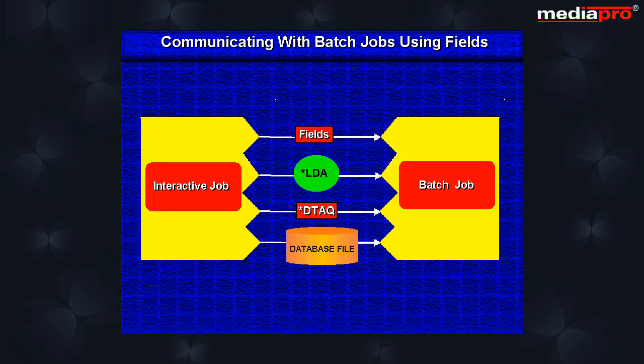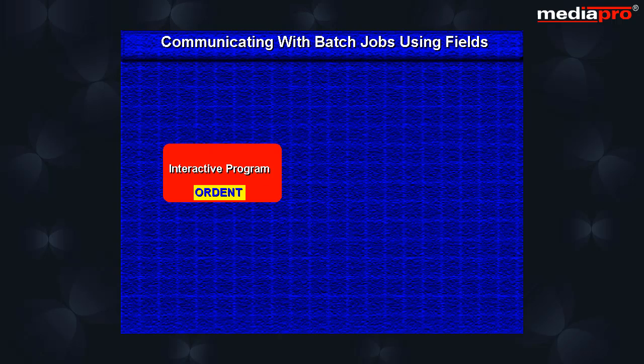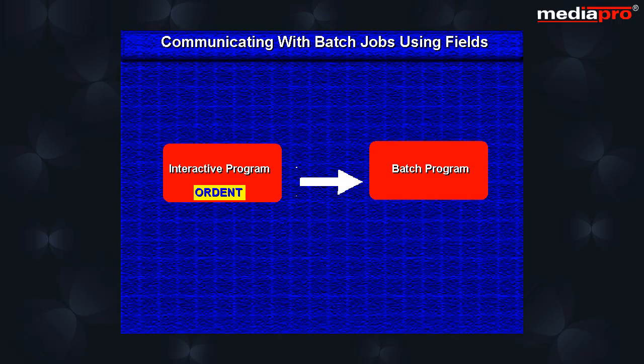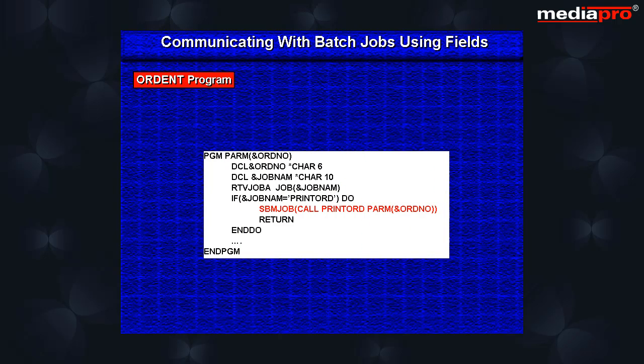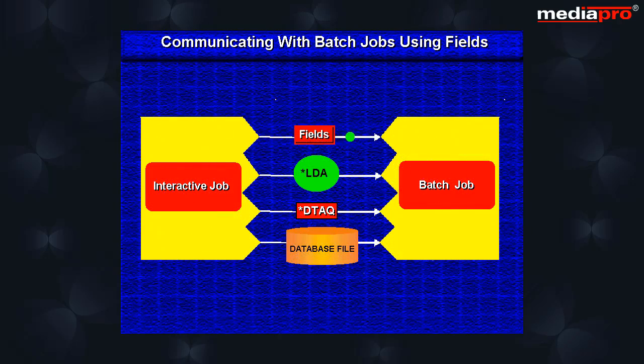Let us now see how the interactive job communicates with the submitted job. Here we have an interactive program, Ordent, that submits a batch job that will run the program printOrd. The Ordent program uses the parameters on the call command to pass the required information to the batch job. This is one method of passing information to the batch job.